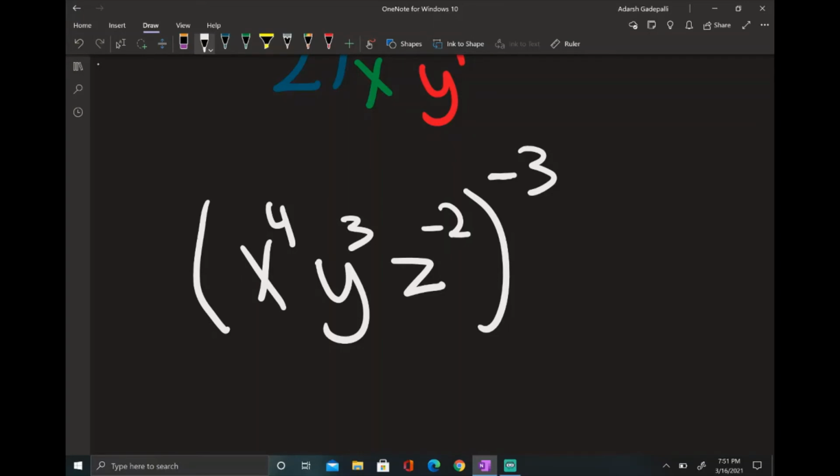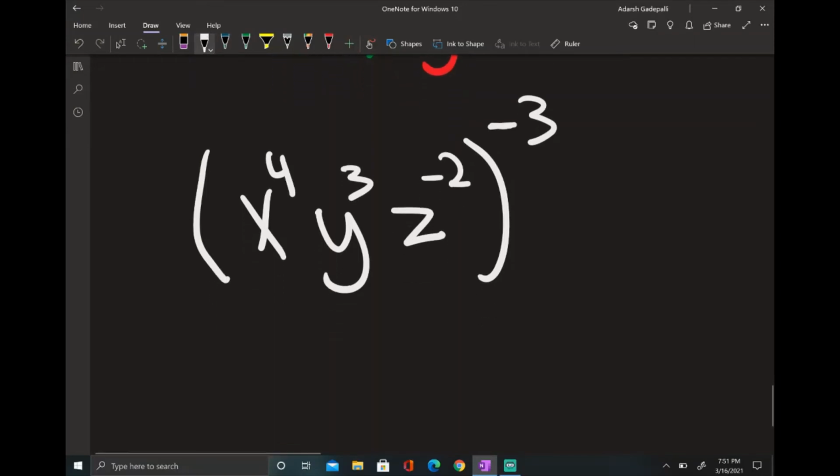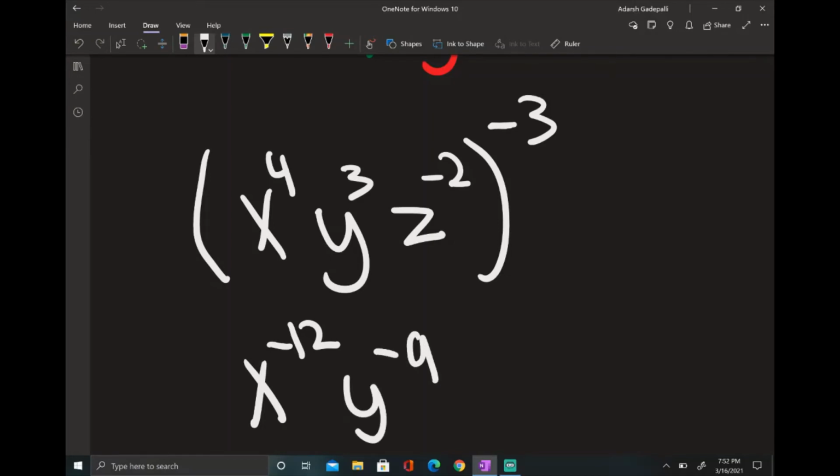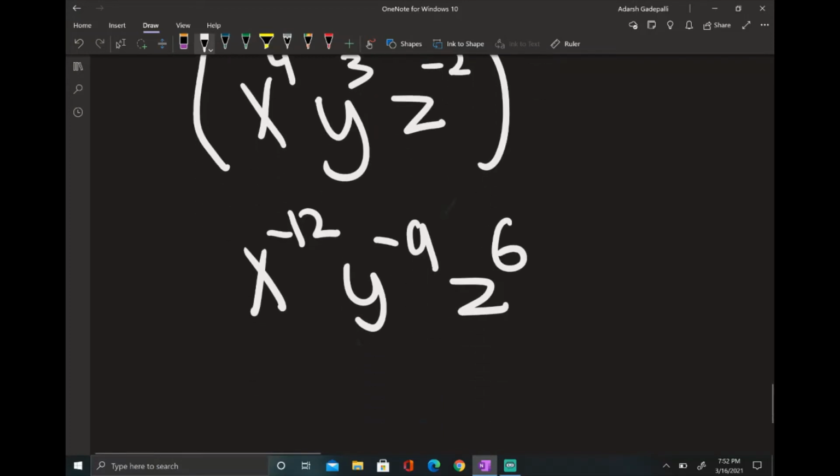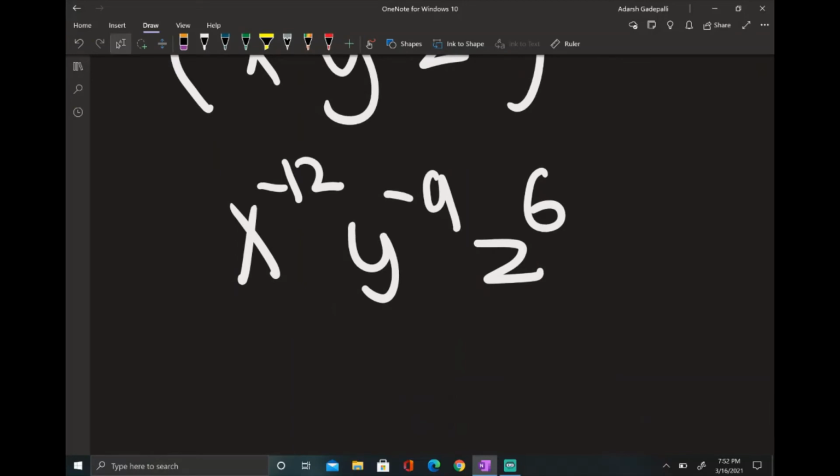So in this one, the property for the parentheses is just multiplying. X to the fourth to the -3, you multiply -3 times 4, which gives x to the -12. Then y cubed to the -3, 3 times -3 is -9. And then z to the negative 2, negative 2 times negative 3 is 6. So this would be your answer. But this is not your final answer. You have to simplify it further.